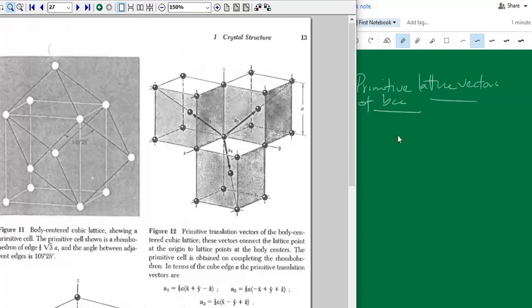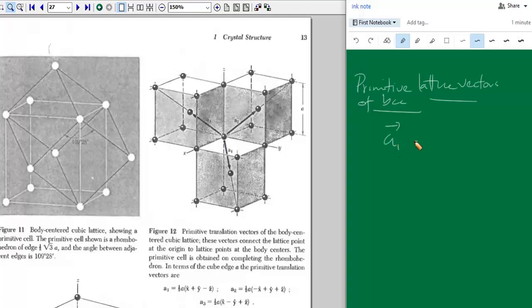And what is vector a1 equal to? This is along positive x axis a by 2, along positive y axis a by 2, and along negative z axis a by 2. Therefore a1 equals a divided by 2 times (x cap plus y cap minus z cap). So this is the first primitive lattice vector of BCC.